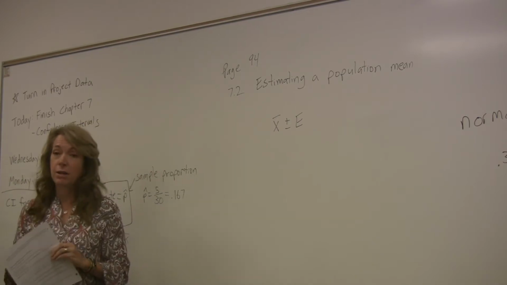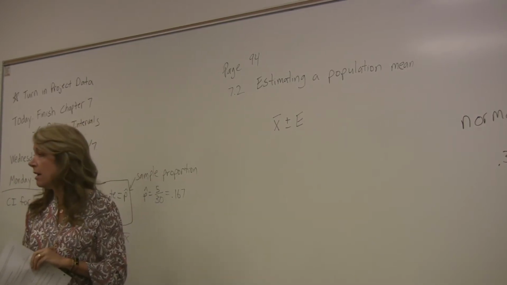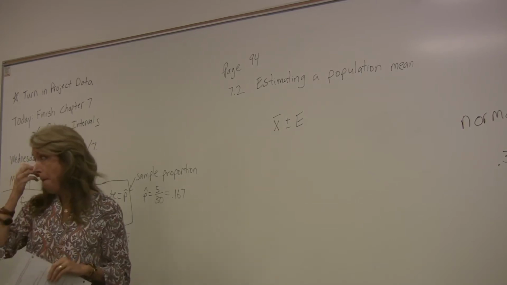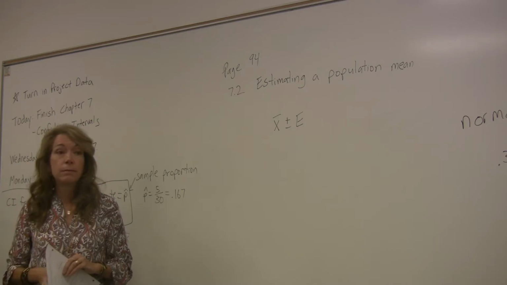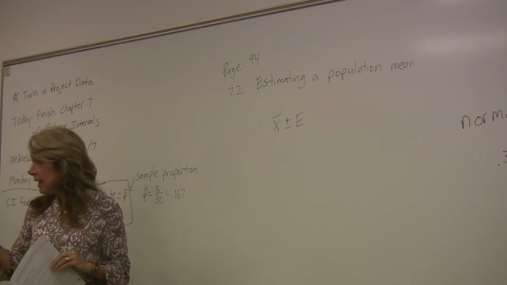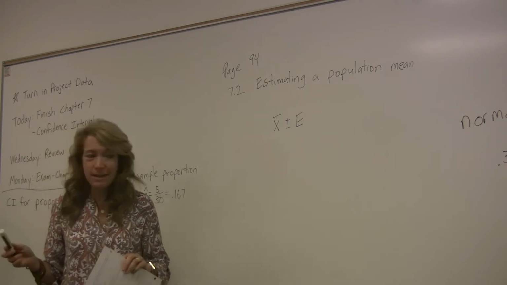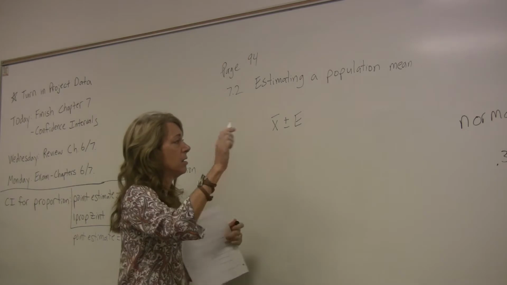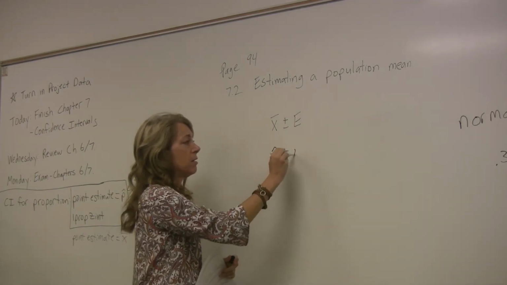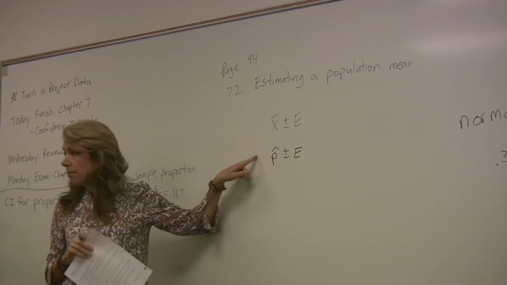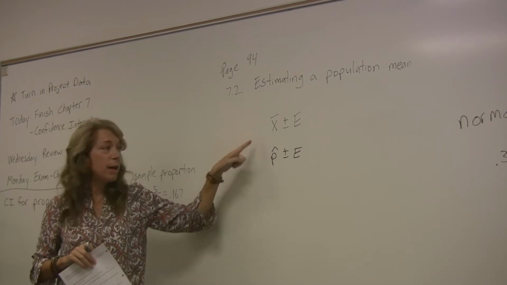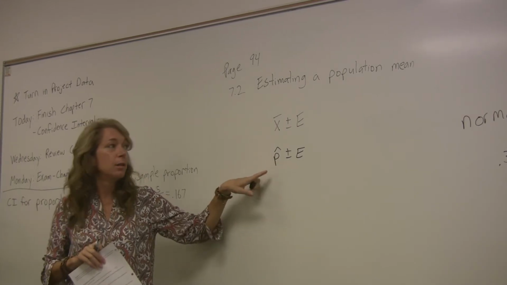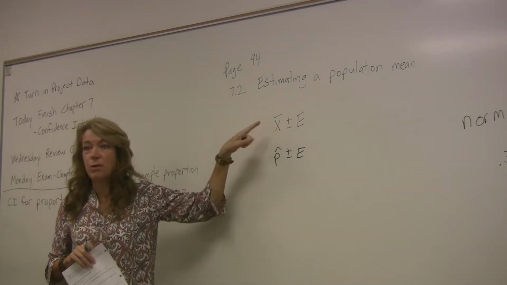That should look very familiar. What's it look like? The one we just did last class. It was p hat plus or minus e. This was last time. That's what we're doing now. Last time we were estimating a proportion, so we started with a sample proportion and then added and subtracted to get our error. This time we're taking a mean and adding and subtracting to get our error.